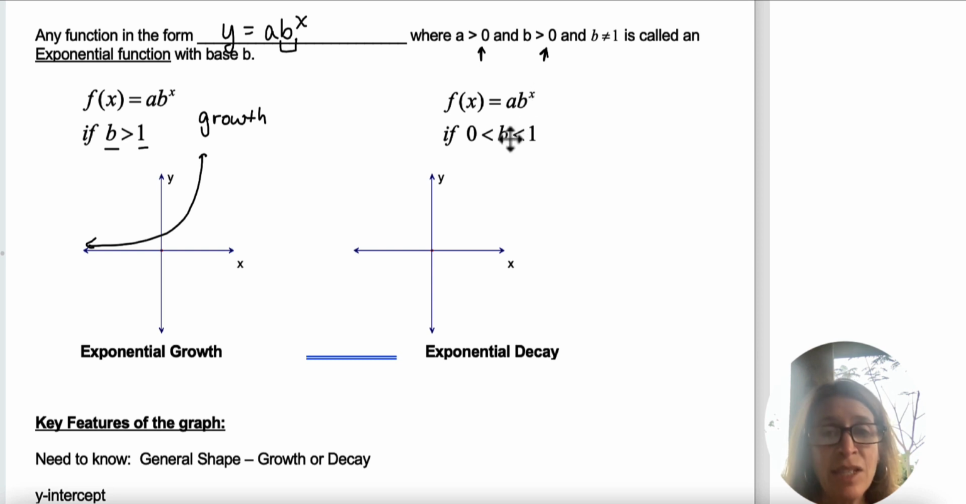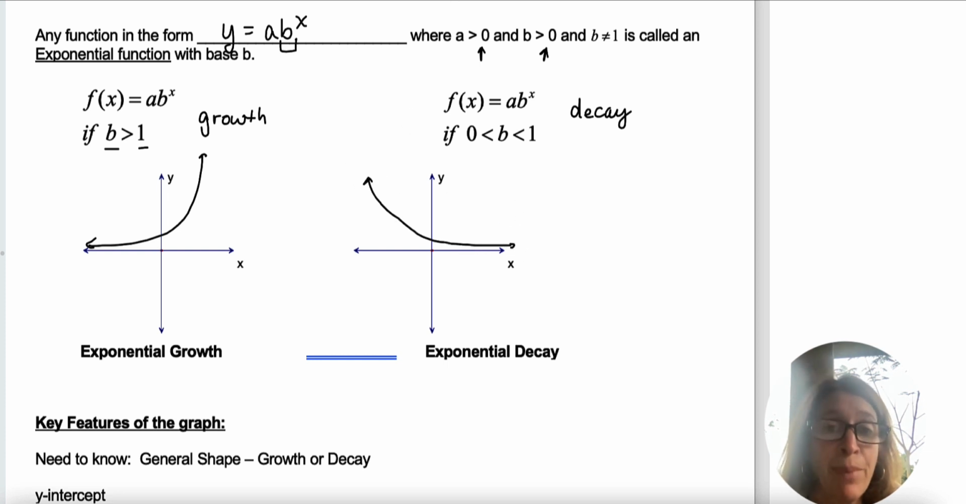Exponential decay is when the b value is actually between 0 and 1, so the b value is a fraction. When that's happening, we're going to call that decay. And often we talk about decay of maybe a population, and it's going to decay like that.